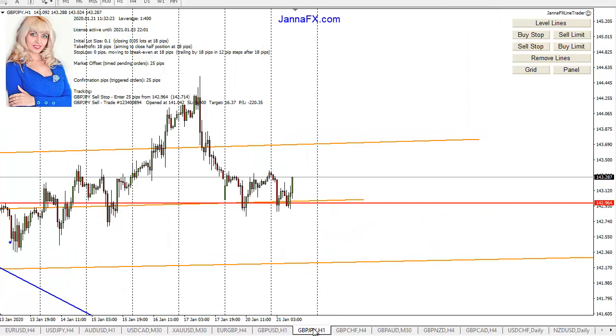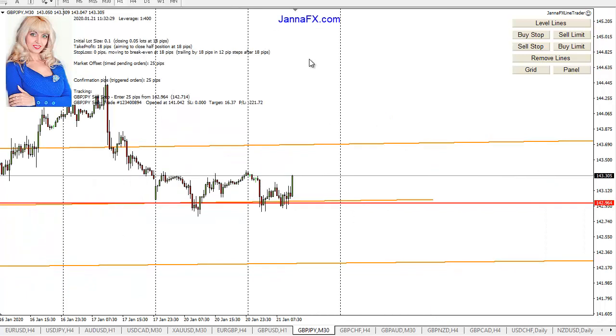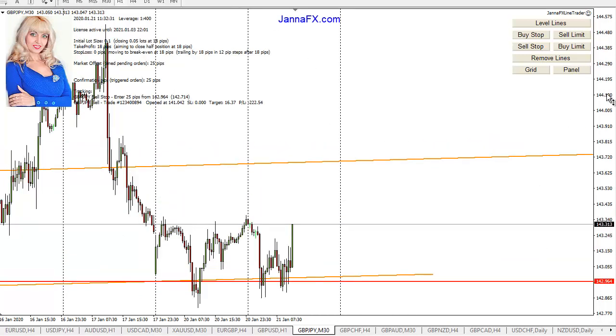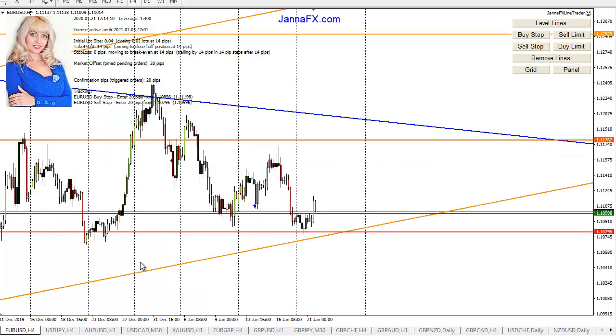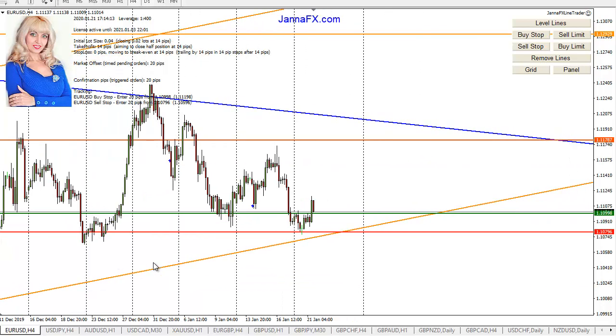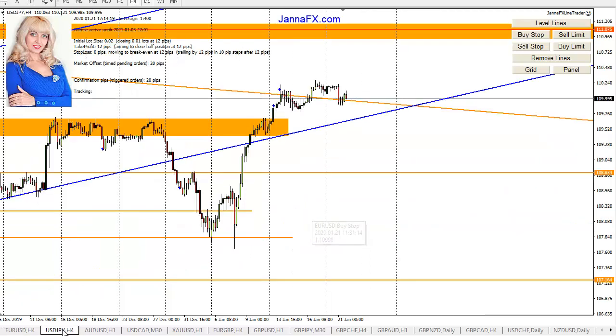And pound yen, well, I still have a sell order on the pound yen, and possibly at this moment, as it's moving, there is some news coming out, and I'm just going to leave it as it is. Okay, a little bit later, checking out my trades. Euro dollar, nothing's happening. I have orders, waiting or triggered.